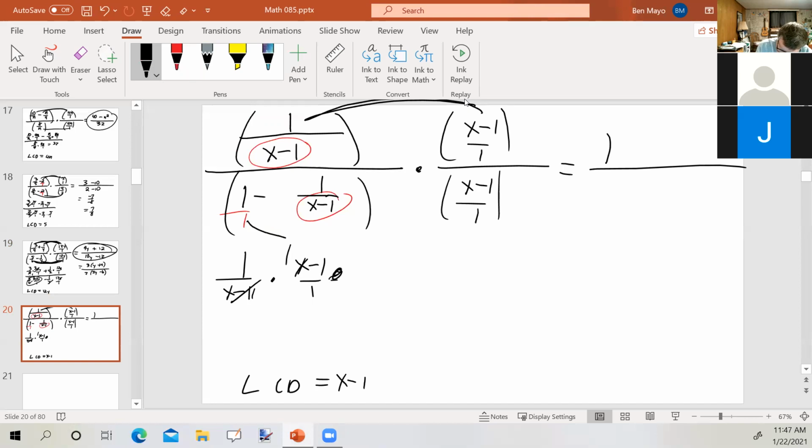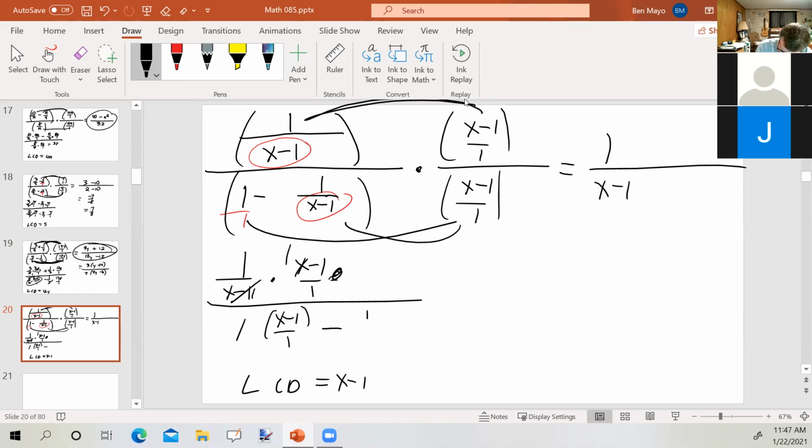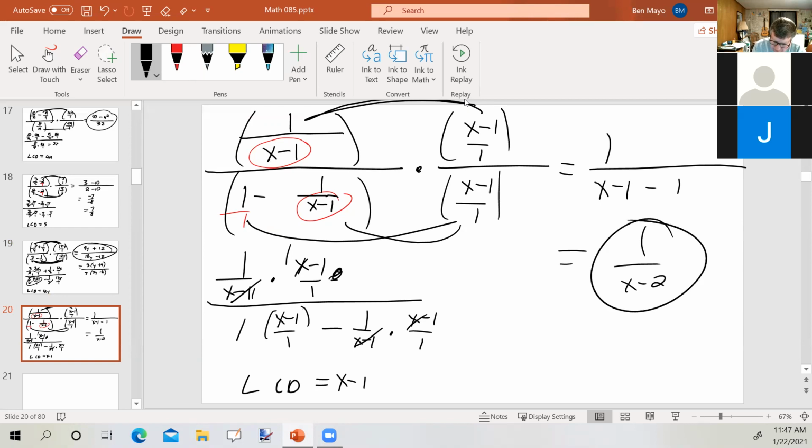Then in the denominator, I've got this, which is 1 times x minus 1 over 1, which is just x minus 1. And then minus 1 over x minus 1 times x minus 1 over 1, which is just 1. So I end up with 1 over x minus 2. I went kind of quickly there. If I lost you, please let me know. I'll go back through it slower.